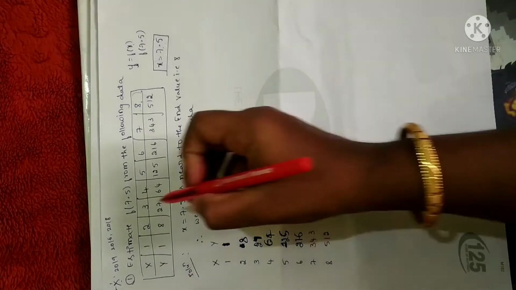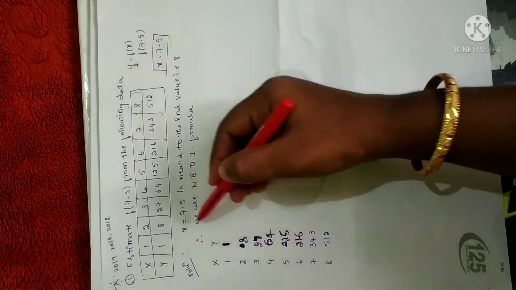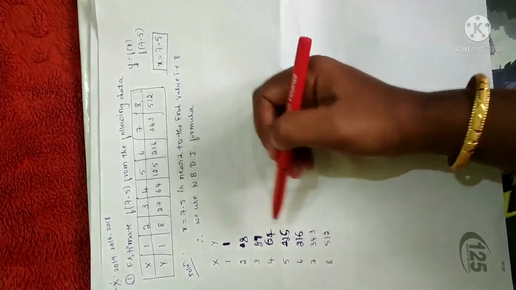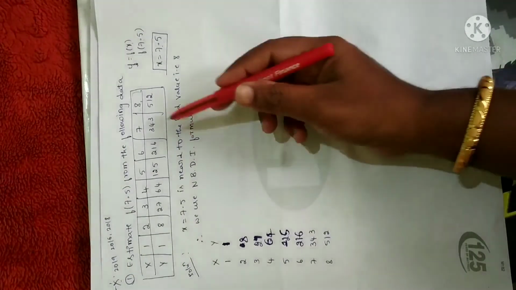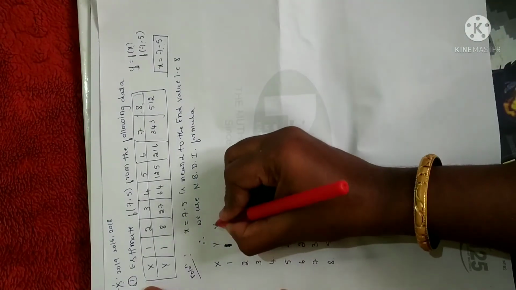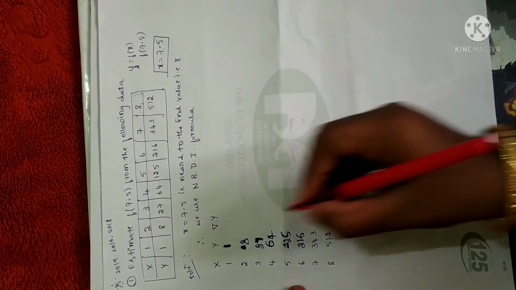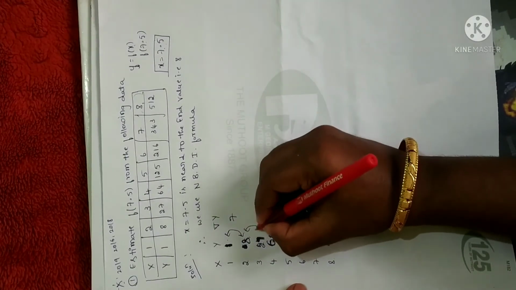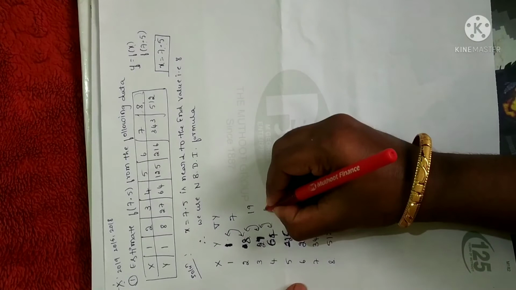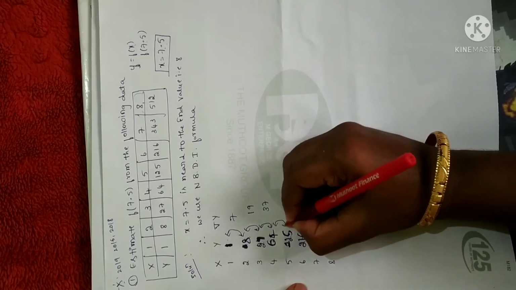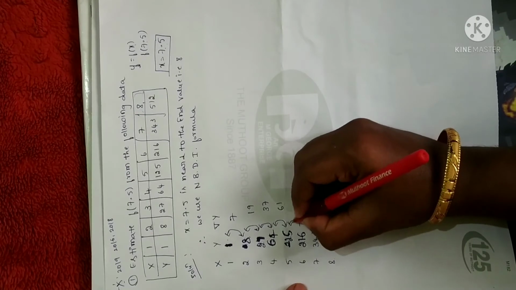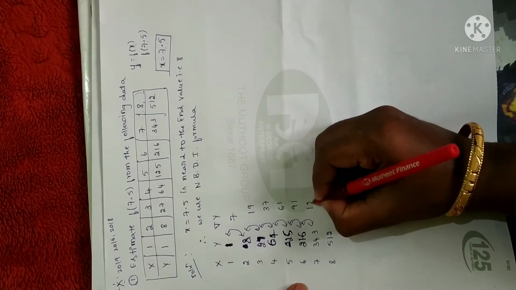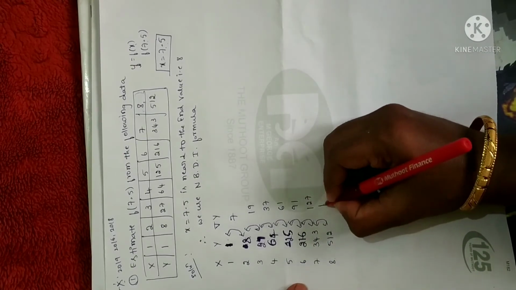So I have listed the x values 1, 2, 3 to 8, and the corresponding y values I have written: 1, 8, 27, 64, 125, 216, 343, 512. Once you have written the x and y values, let me calculate the backward differences. First backward difference, that is nabla y. So 8 minus 1 is 7. 27 minus 8, 19. 64 minus 27, 37. 125 minus 64, 61. 216 minus 125, 91. 343 minus 216, 127. 512 minus 343, 169.